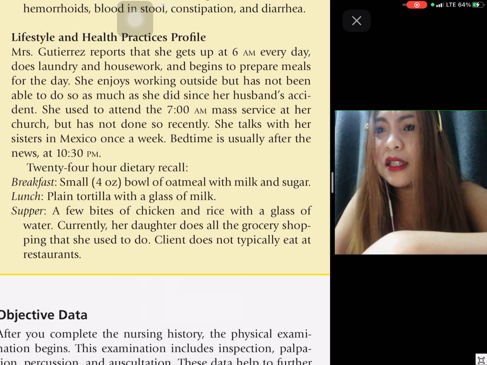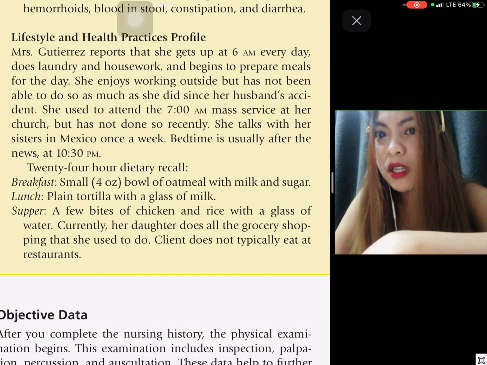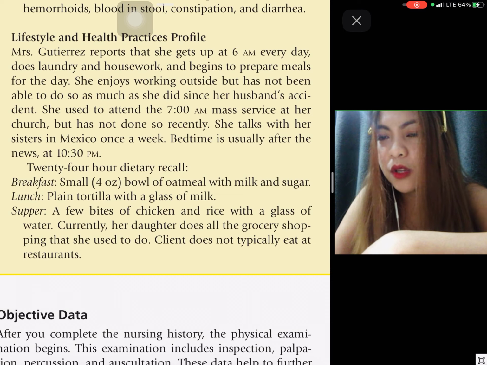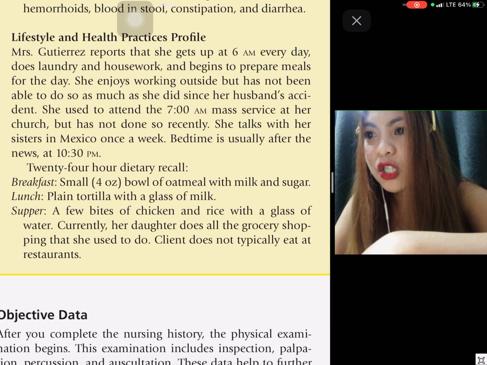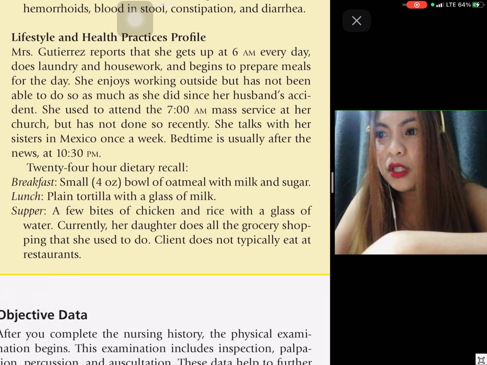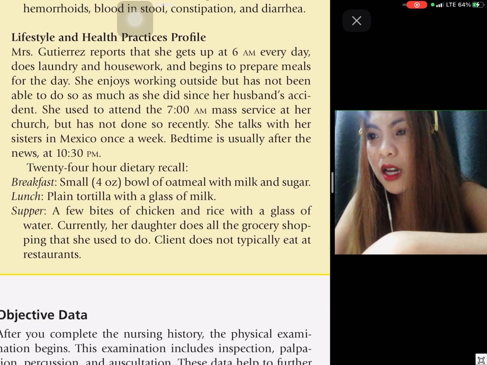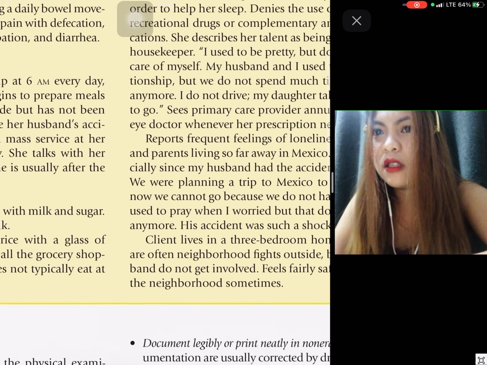24-hour dietary recall. So we have it here. Breakfast, small, or 4 ounces, bowl of oatmeal with milk and sugar. Lunch, plain tortilla with a glass of milk. Supper, a few bites of chicken and rice with a glass of water. Currently, her daughter does all the grocery shopping that she used to do. Client does not typically eat at restaurants. So here, when feeling well, client does all the housework and gardening by herself. Denies any participation in a regular aerobic exercise routine.